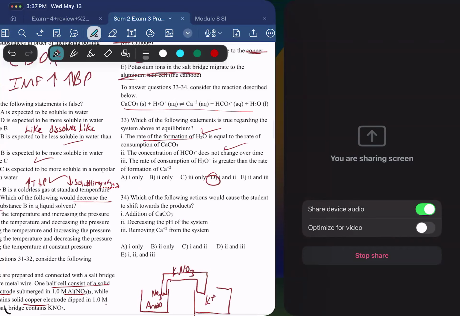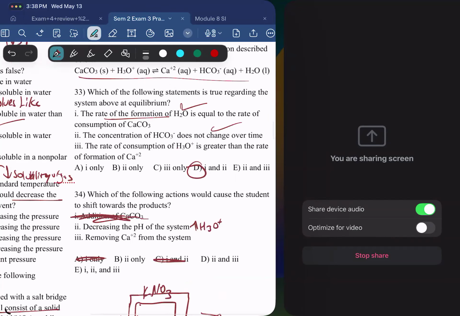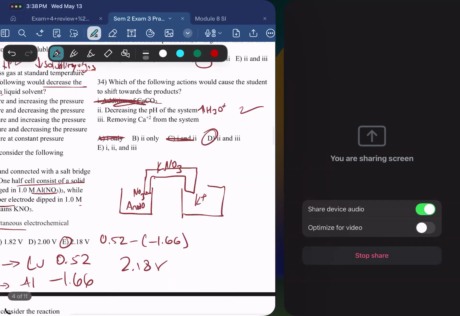Which of the following actions could cause the reaction to shift towards the products? At equilibrium, you want to make sure you remember that adding a solid doesn't mean anything. So choice 1 is wrong. Decreasing the pH would increase hydronium content. This would increase H3O plus, and so it would shift the reaction to the right. So 2 is right. Removing calcium plus 2 would also work because that would shift it to the right. So choice D would be the right answer.